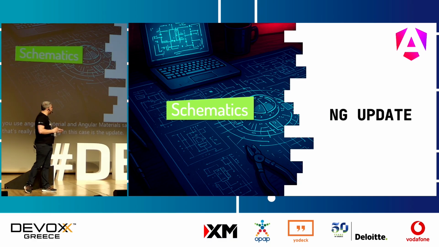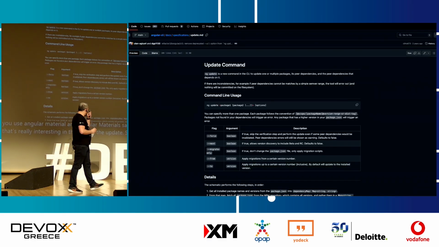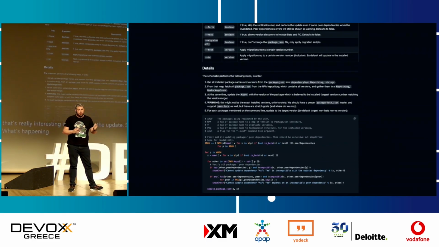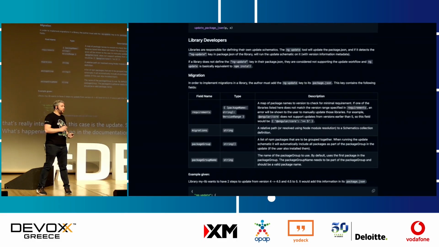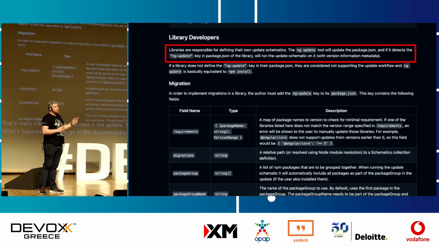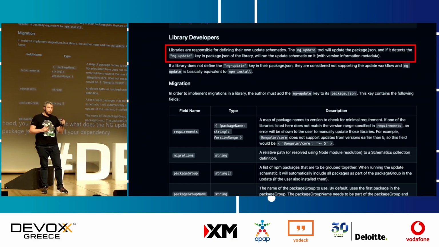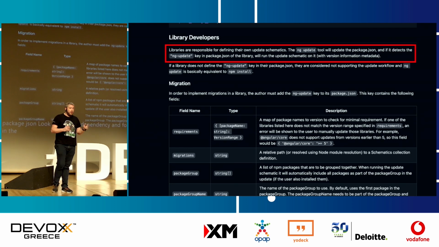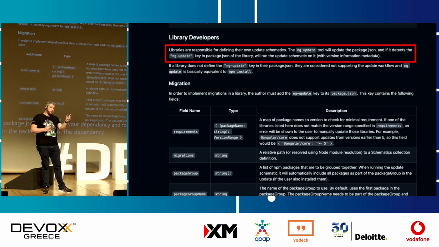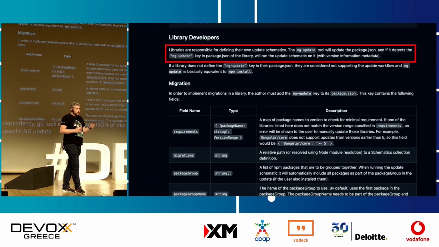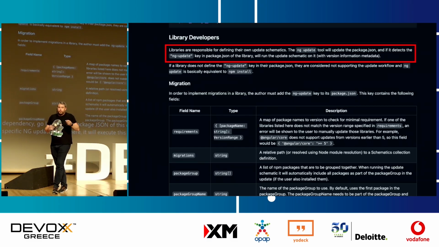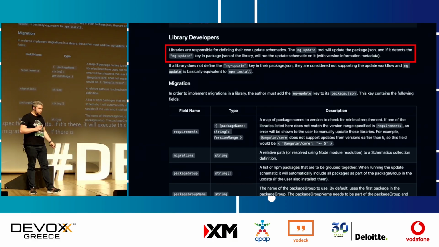So when you do an update, what's happening? If you go in the documentation and look a bit under the hood, you'll realize what ng update does. It goes through your package.json, looks for all your dependencies, and for each dependency, goes and looks in the package.json of this dependency for a specific key, ng update. If it's there, it will execute this specific key and do the migration for you. If there is nothing, it will just skip.